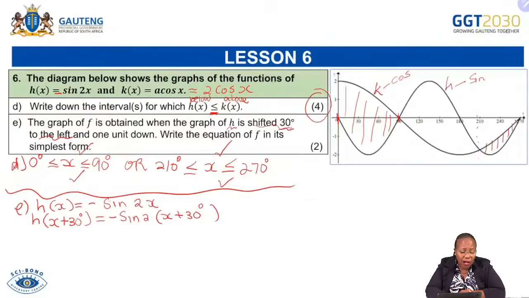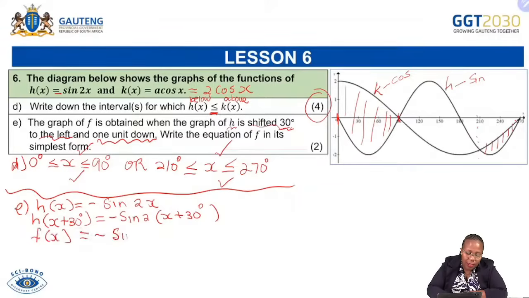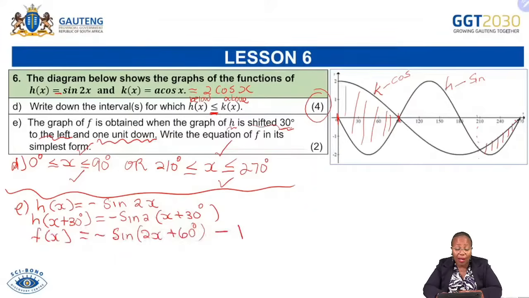After this, it must move 1 unit down. So this graph will be the graph of f at x, which will be minus sine of (2x plus 2 times 30, that is 60 degrees), and then it must shift 1 unit down, so it will be minus 1. So that is the equation of f in its simplest form. This is 2 marks, one for each shift, grade 12.